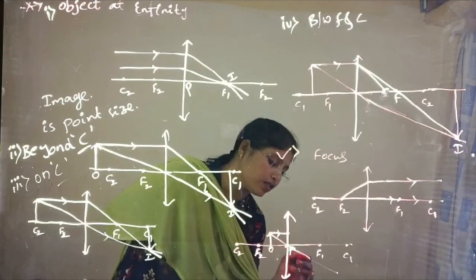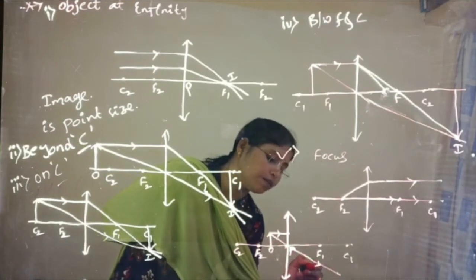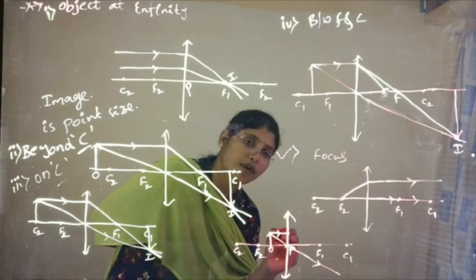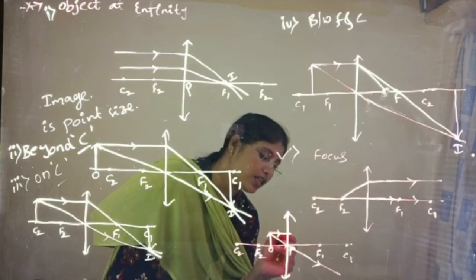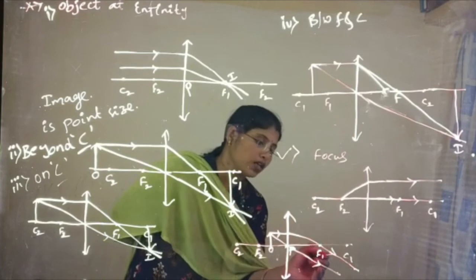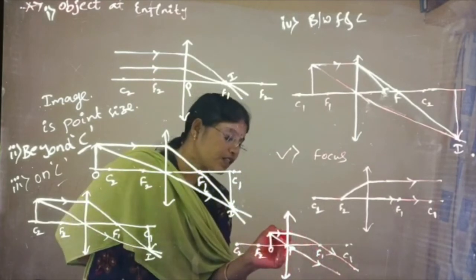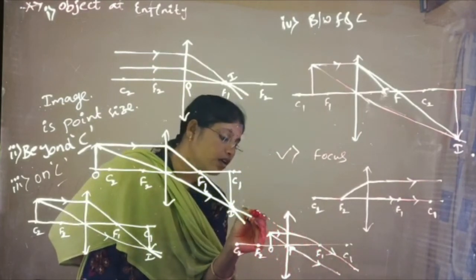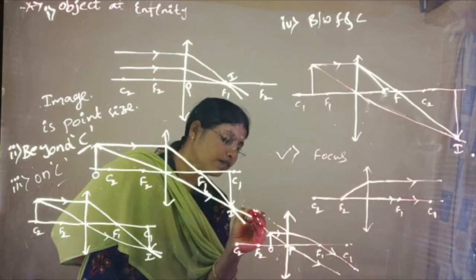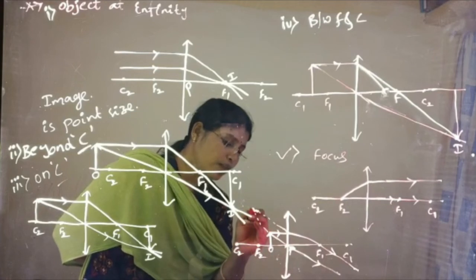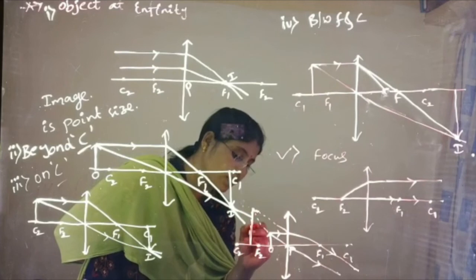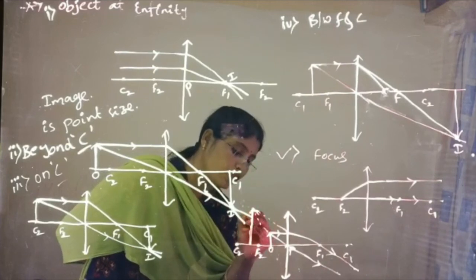This object is sending one parallel ray, and one is passing through the optic center. If the parallel ray is incident on the lens, after refraction it passes through the focus. If the refracted rays are extended, we get the image point between F and C. That is a virtual image.